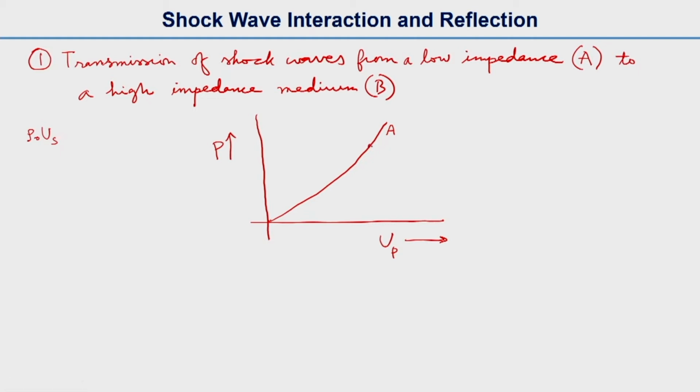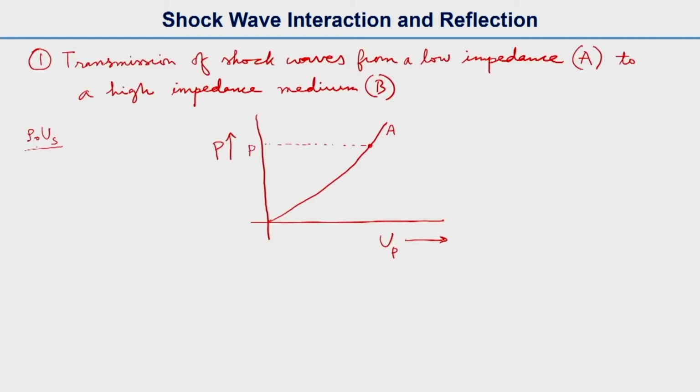We said that the shock impedance is a measure of the pressure at a particular velocity UP. So if you have a pressure p1, the shock impedance of this material A will be the slope of this dotted line, that is rho naught US, the shock impedance of material A. If you draw the curve for the higher impedance medium, it will look like this, with a higher slope, the shock impedance.